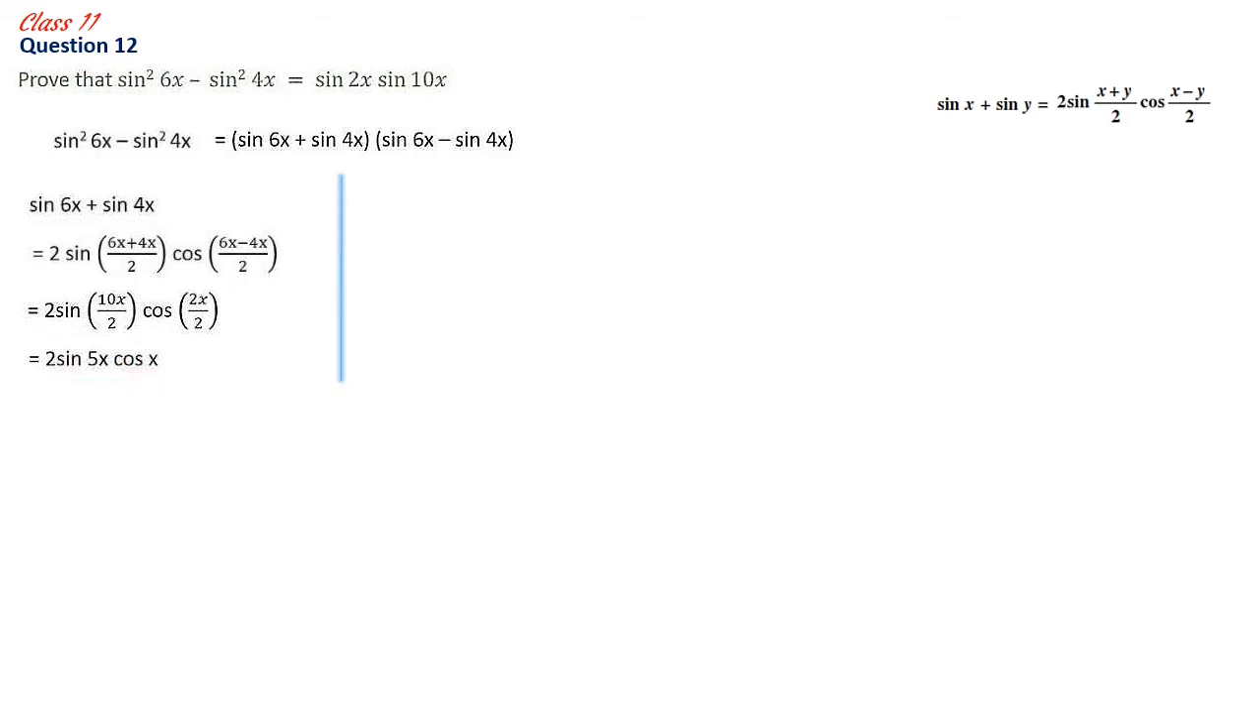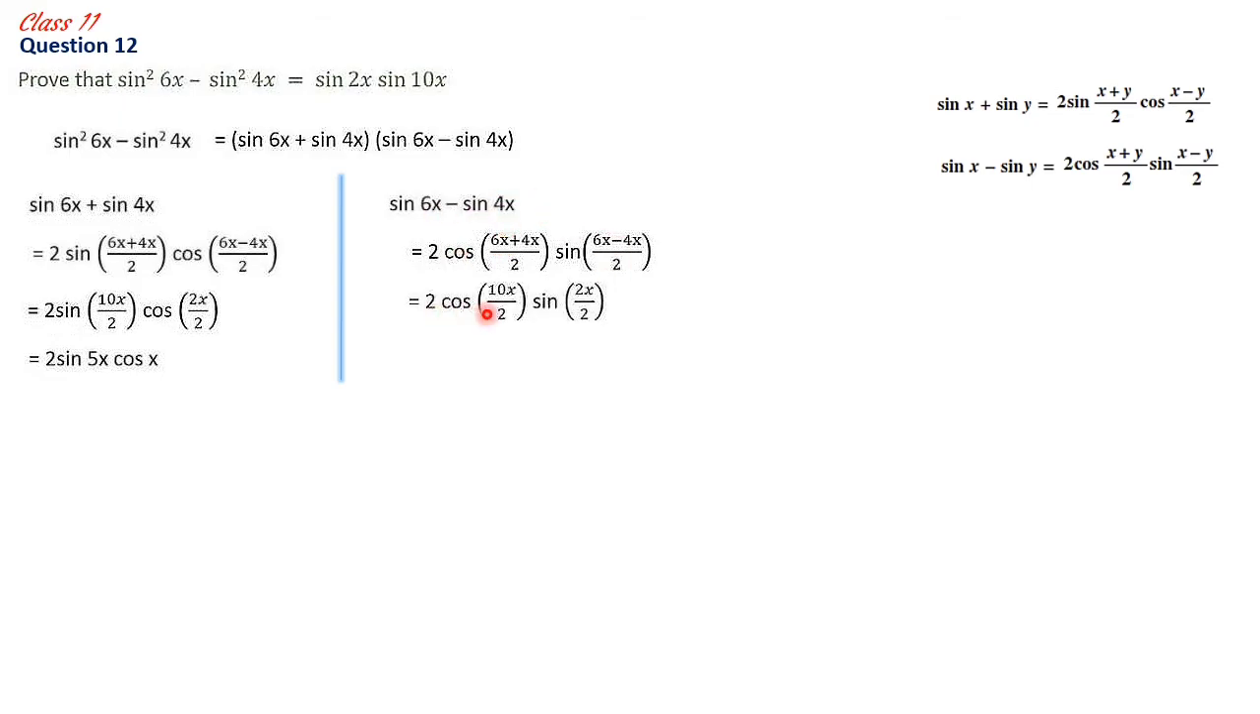Then in the same way there is one more portion, sin 6x minus sin 4x. This is sin x minus sin y. We know the formula 2 cos (x plus y)/2 sin (x minus y)/2. Means sum divided by 2, difference divided by 2, and here first is cos, second is sin. So that is 2 cos (6x plus 4x)/2 sin (6x minus 4x)/2. That is 2 cos (10x/2) sin (2x/2). Here also, as before, 2 and 10 we can cancel to 5, and 2 cancels. Then cos 5x sin x will be coming.